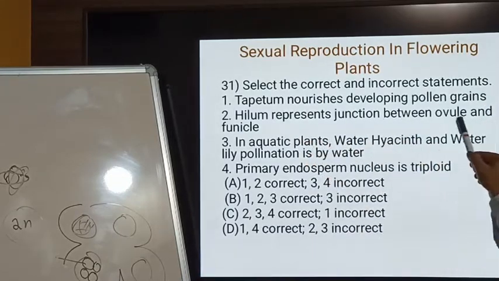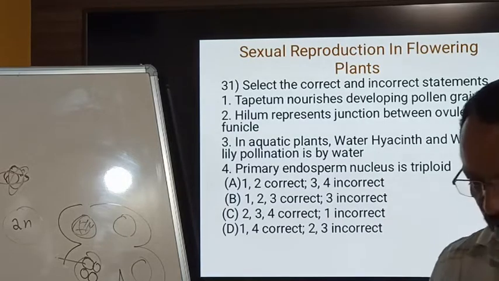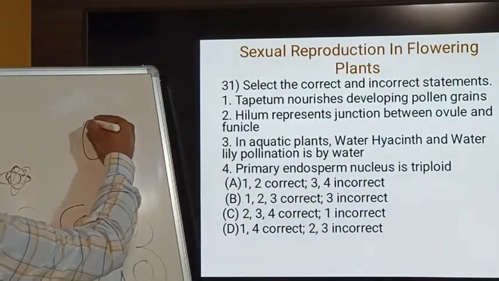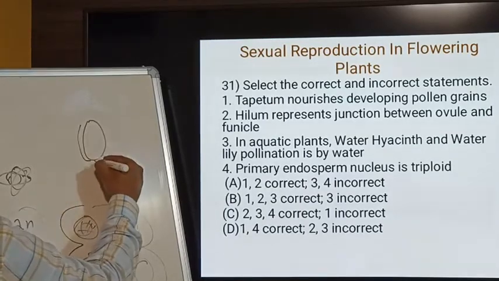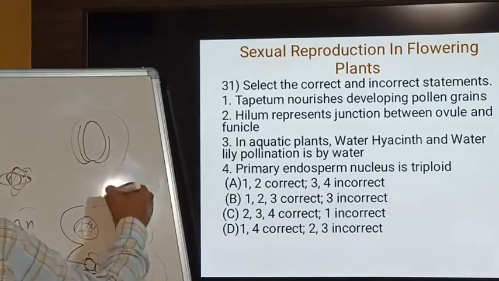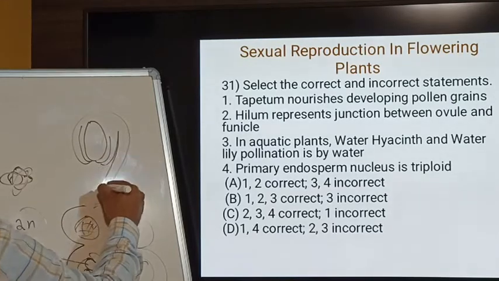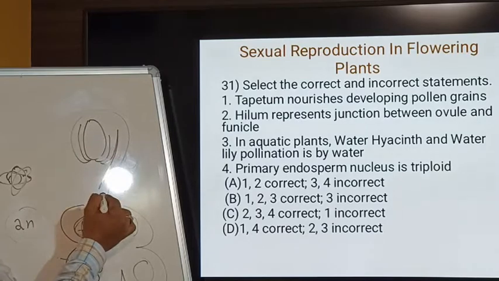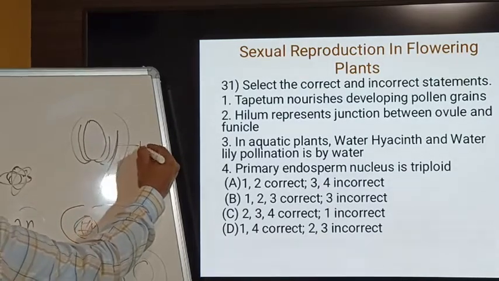Hilum represents the junction of the ovule and funicle. See, when we draw the ovule structure, the ovule is covered by integuments, 1 or 2 layers. What we said, this is the body of the ovule. The body of the ovule is attached to the funicle at the region called hilum.